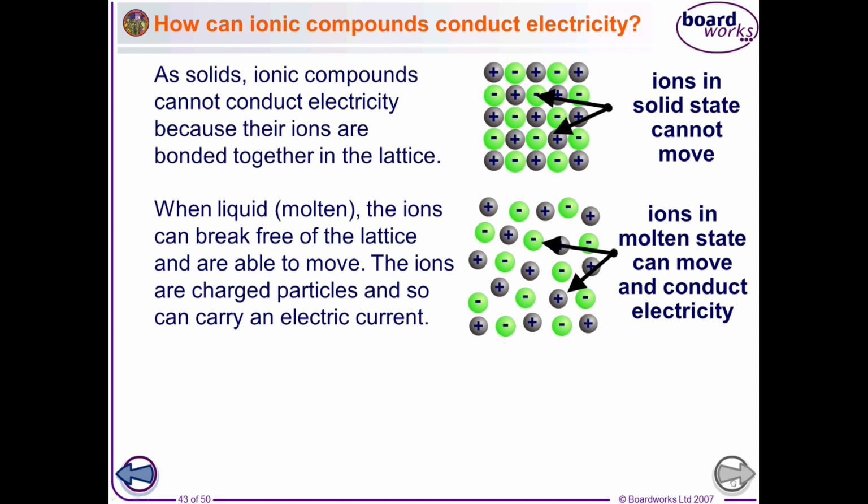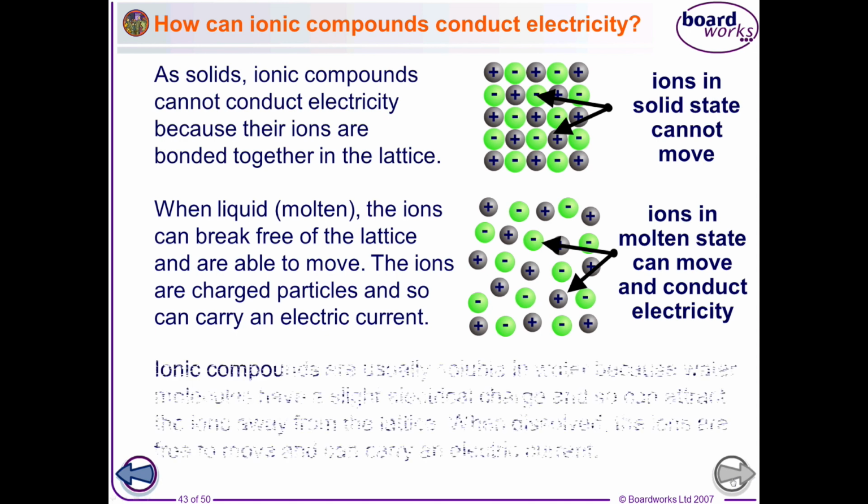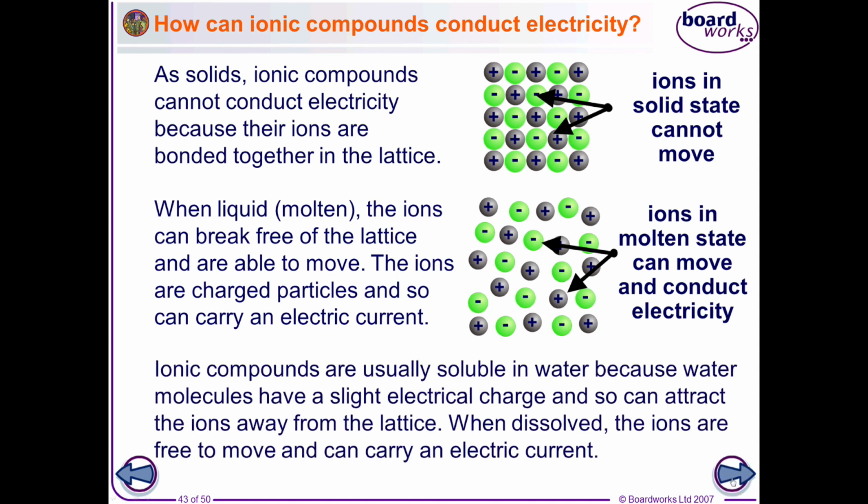In this case, when you're dealing with ionic structures, it is incorrect to start talking about delocalized electrons. It's nothing to do with delocalized electrons. Ionic structures will conduct electricity if the ions can move. If the ions can't move, i.e. solid state, then it won't conduct. And as a general rule, ionic compounds are soluble and usually dissolve quite well in water.